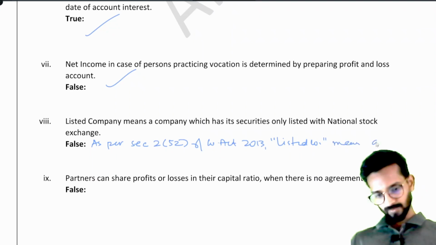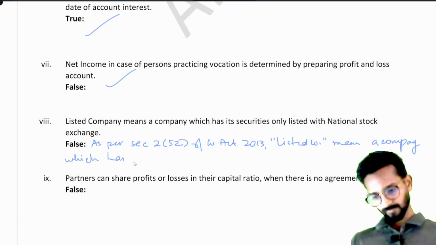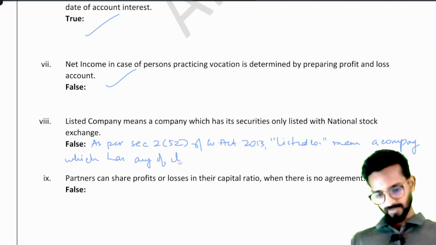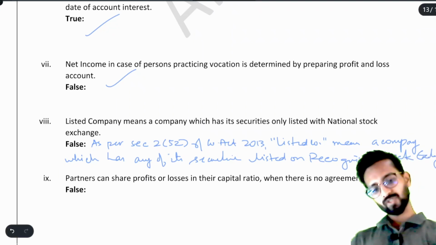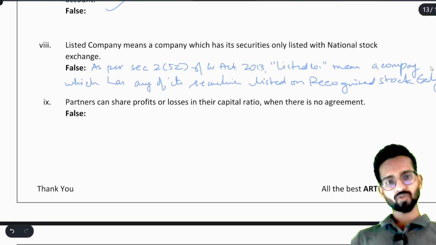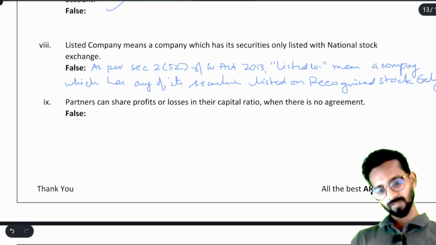means a company which has any of its securities listed on recognized stock exchange. समझे? अरे कोई भी स्टॉक एक्सचेंज में अगर लिखा है बॉम्बे स्टॉक एक्सचेंज में भी है तो भी it is a listed company only. नेशनल स्टॉक एक्सचेंज इकलौता मालिक नहीं है भाई.